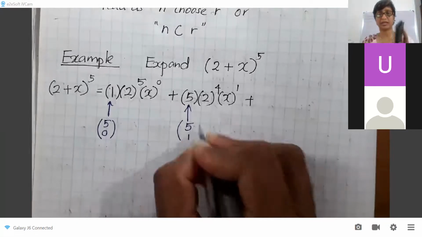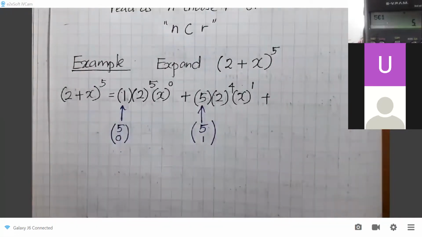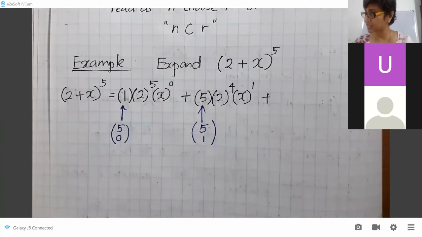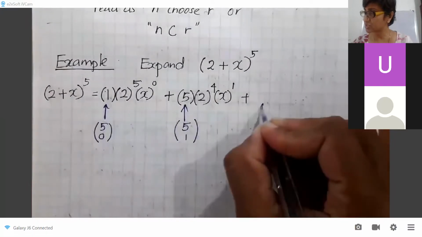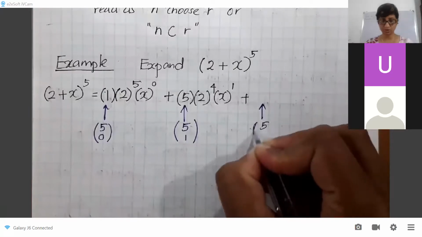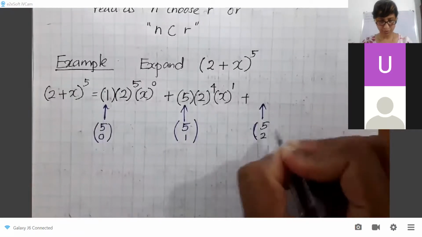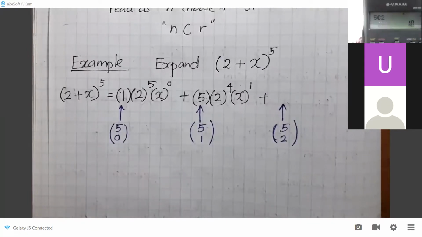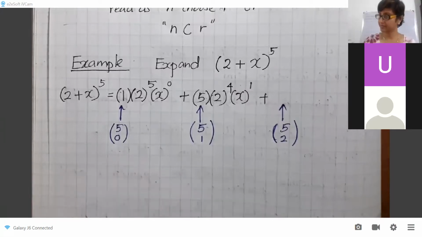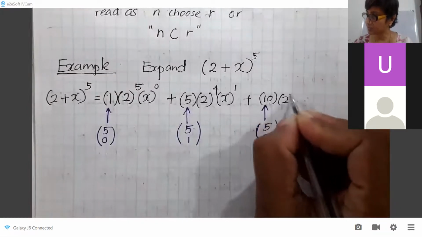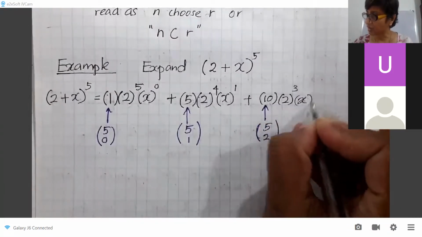That's a 5. Do you see it like a 2? Right? So it's 5. My next coefficient, suppose I don't remember it. What do I have to press here in the calculator? 5 choose 0, 5 choose 1, 5 choose 2. Let's see. 5 choose 2 equals 10. So that is 10 times 2 to the power of 3, x to the power of 2.